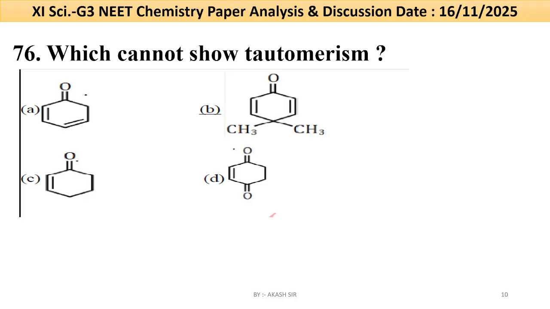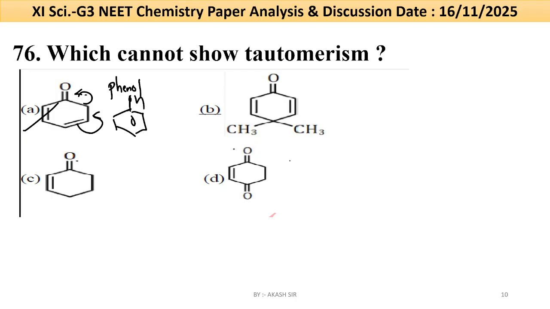And my dear student, this typically involves the movement of a hydrogen atom and a double bond, which is often seen as keto-enol tautomerism. Okay, now look towards option number 1, cyclohexadienone. It can show tautomerism to form a phenol. Now move the electrons here, protons here, and formation of the phenol here. Phenol compound यहाँ पर बन जाता है, ये tautomerism यहाँ पर शो करता है.